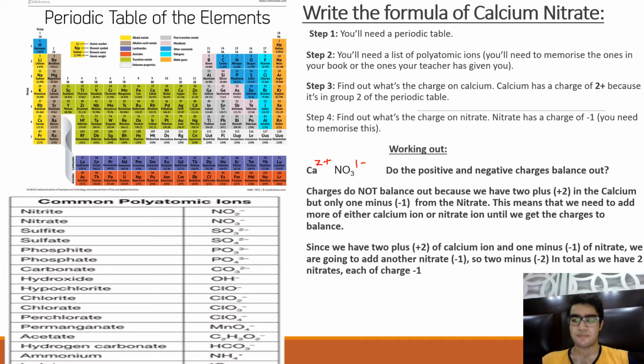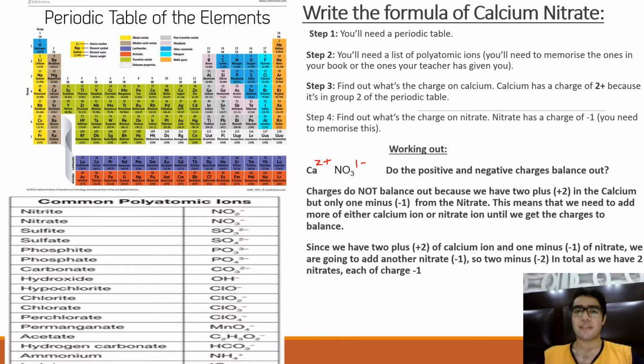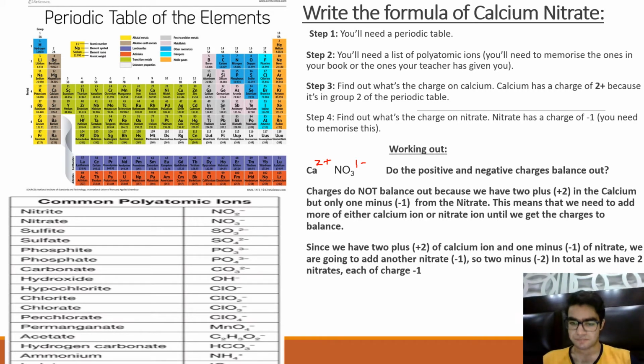to balance, okay? So we obviously need to add nitrate ion because nitrate has a charge of -1 and calcium has a charge of +2. So we need 2 nitrates in order to balance out the calcium. We need 2 -1s to balance out a +2 because 2 -1s equals -2. So -2 balances out +2 of calcium.